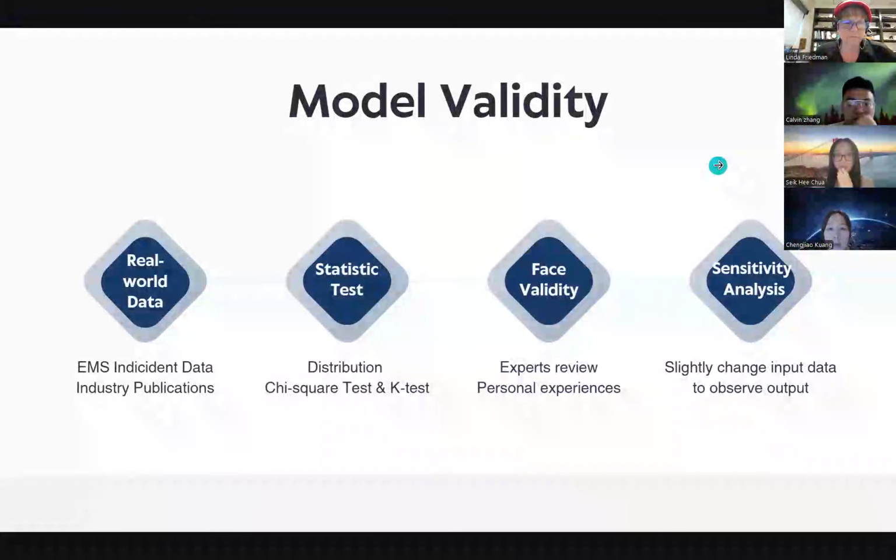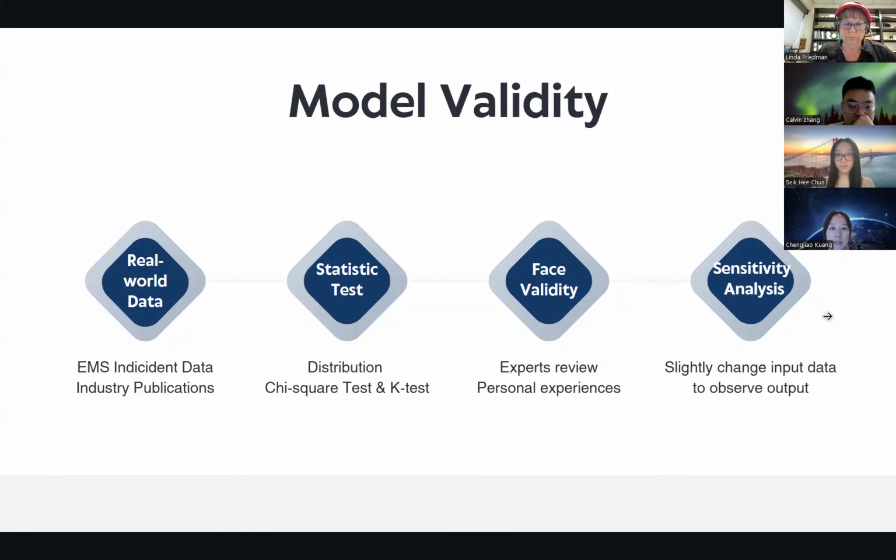In order to test our model validity, we use 4 methods. First, real-world data, so we use EMS incident data. We also did research using the publications by the hospitals. We conducted statistical tests such as the chi-square test and K-test. We also use face validity, where we ask expert doctors to review the overall process, and we also incorporate our personal experiences. And finally, we did a sensitivity analysis where we slightly change the input data to observe if there is a large change in the output.